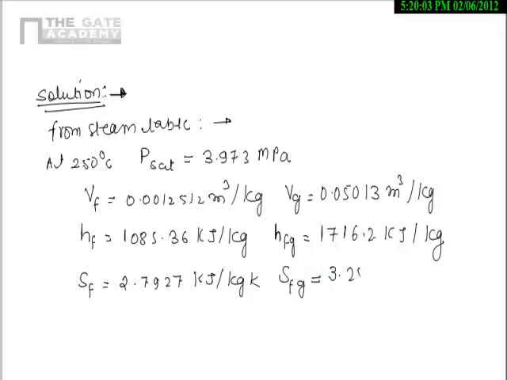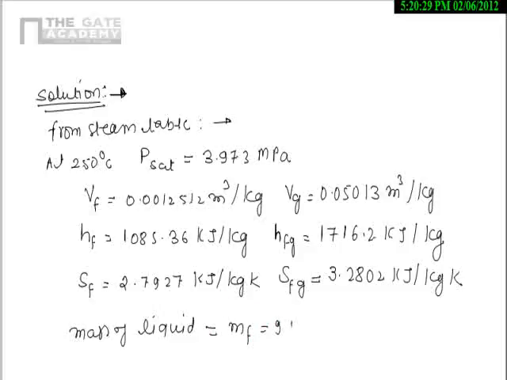3.2802 kilojoule per kg Kelvin. So now we have already taken values from the steam table, and now easily we can plug. In the problem, the mass of the liquid is given. So mass of liquid, denoted by mf, is given, that is 9 kg.